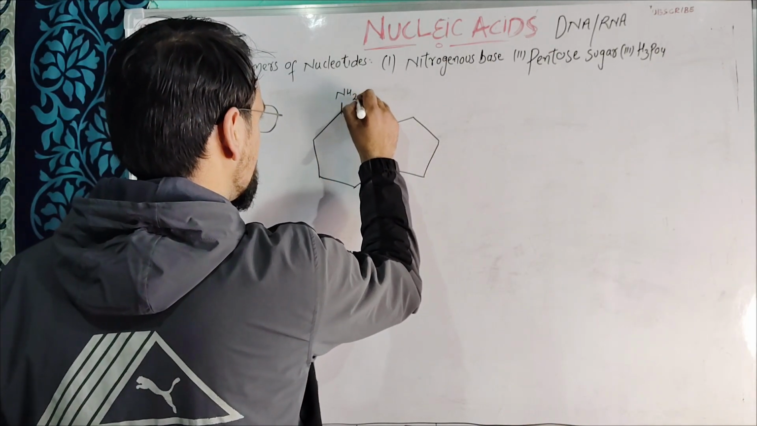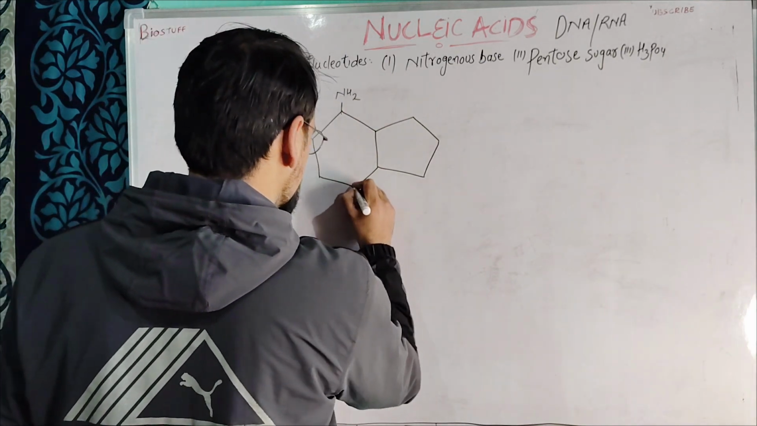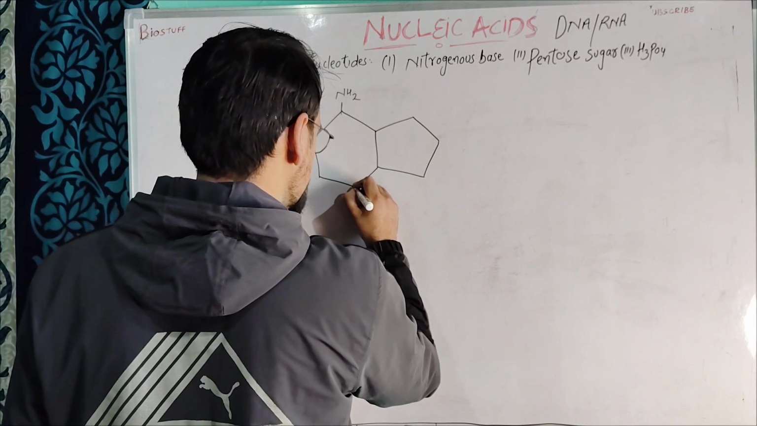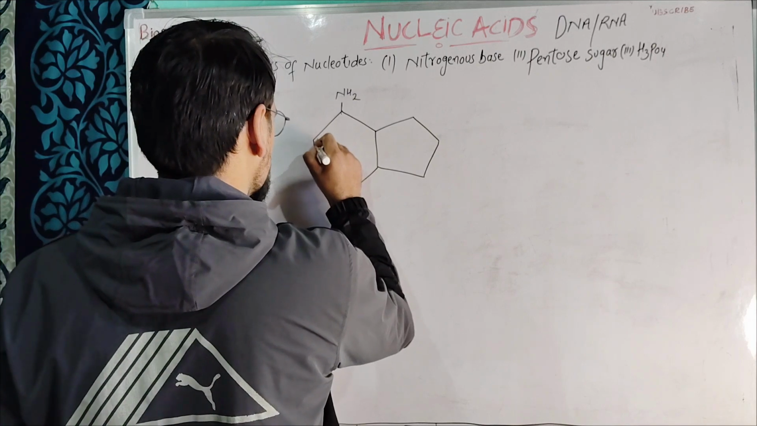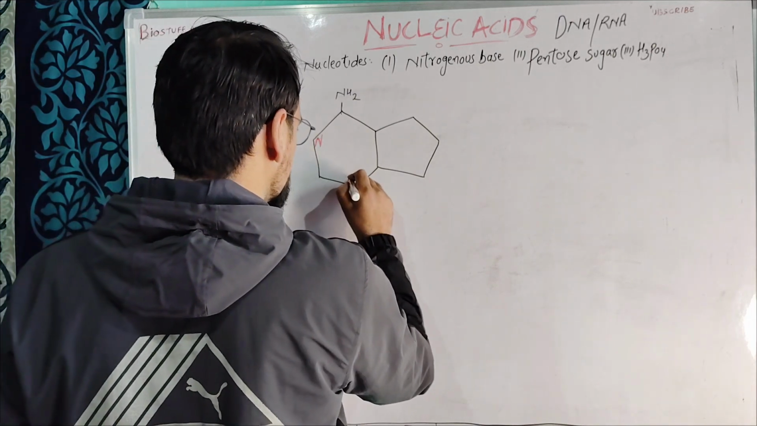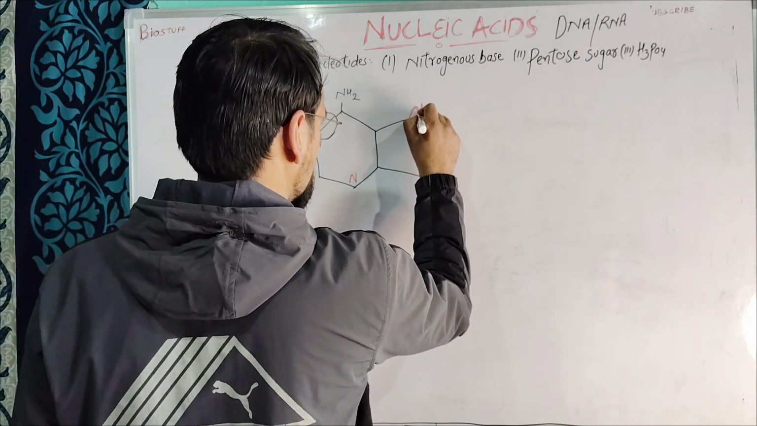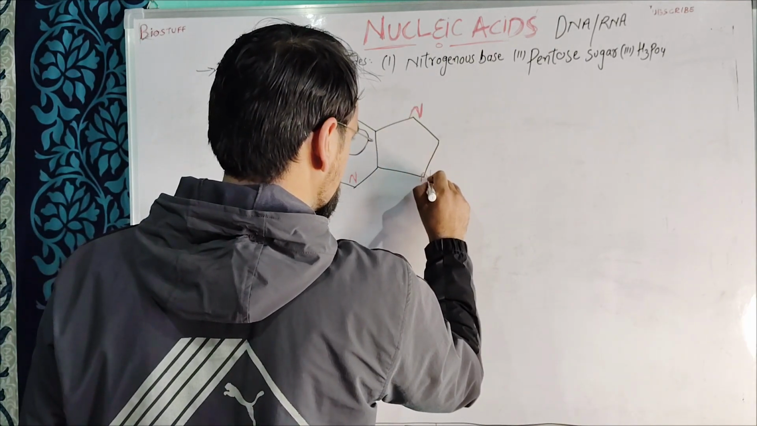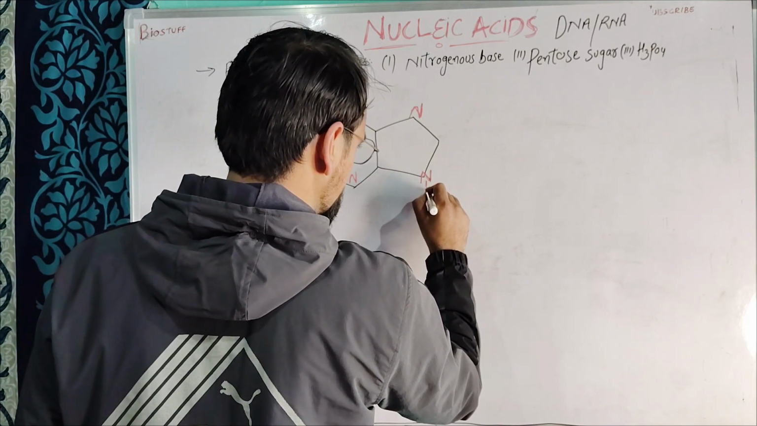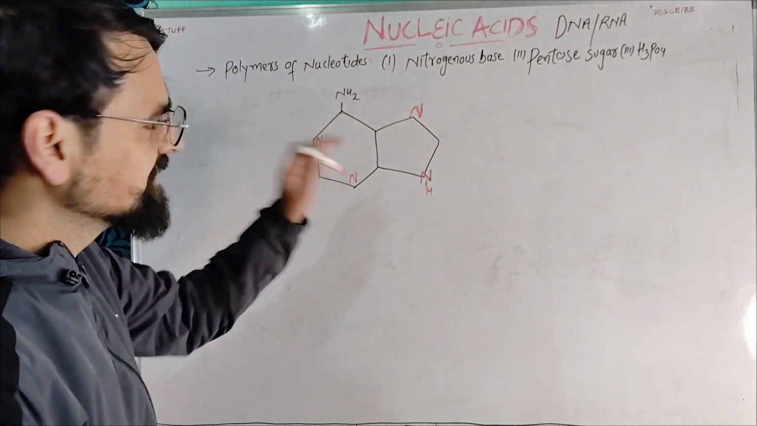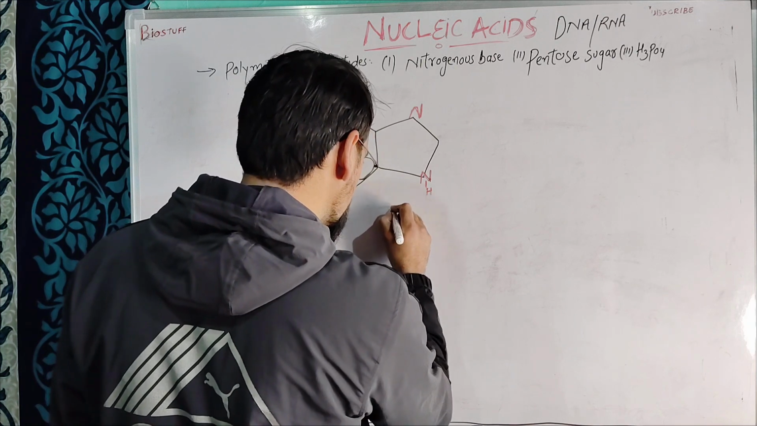NH2 group, and there is nitrogen present here. There is nitrogen present at this position, position number 1. This is position number 3. This is position number 7, and this is position number 9. It has hydrogen as well. So this is position number 9. This is the adenine. Now I will try to make a pentose sugar.